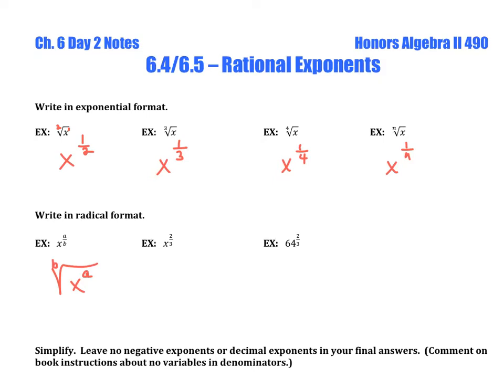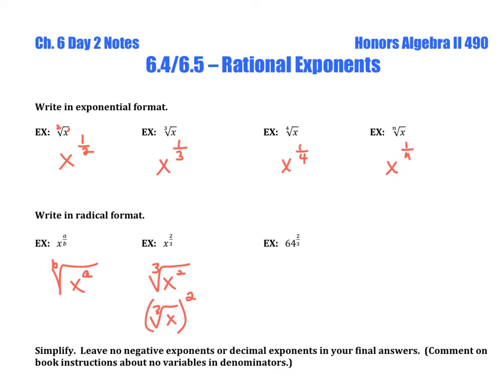x to the 2/3 would be written as the cube root of x squared. Now, another way we could write this, just so you're aware, is the cube root of x quantity squared. Usually I write it like the first way that I offered to you, but it can also be written as the cube root of x quantity squared.